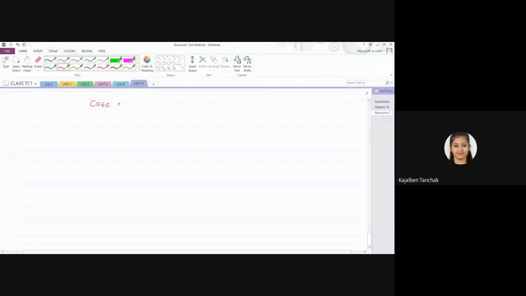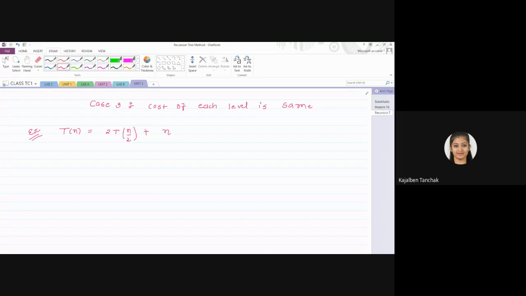Case 3, where the cost of each level is the same. Okay, so let us take one example. The recurrence equation will be given. See, in the exam, they will give you the recurrence equation, and they will tell you which method you have to apply. Okay, based on that you have to calculate it.